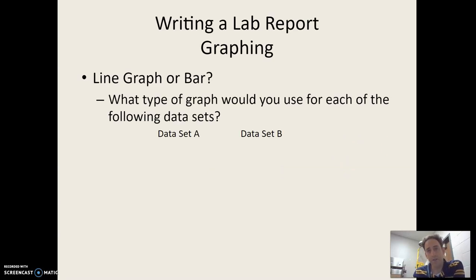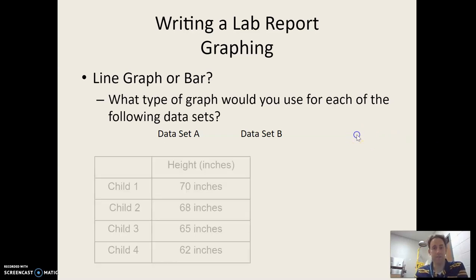Now, the question that you need to decide every time you're asked to graph anything, which will be often both in this class and on the actual AP test, is do I use a line graph or a bar graph? So to understand that, let's look at two sets of data. It does matter, by the way, which one of these two graphs you use. So there is a right and wrong answer for which type of graph.